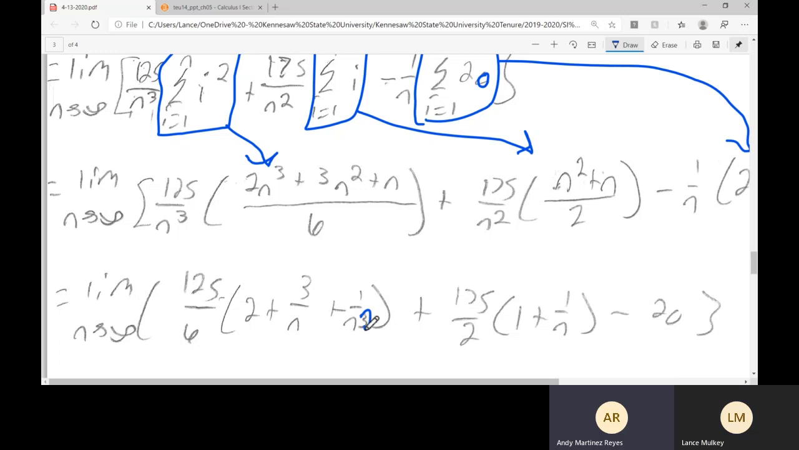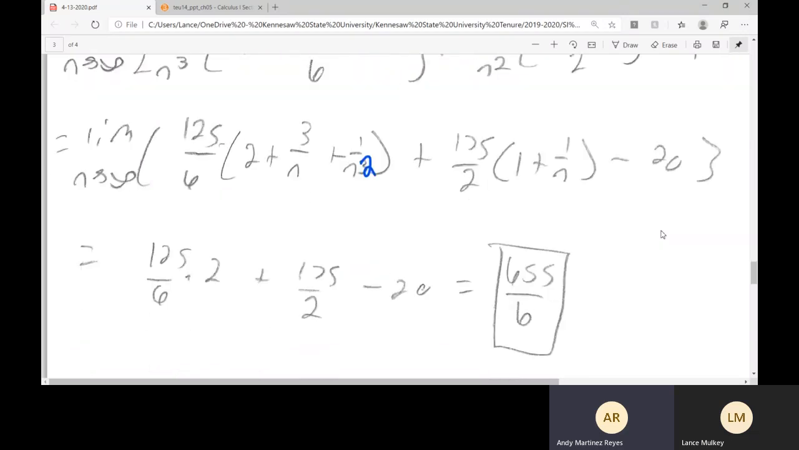Yeah. And then I'll cross out the n's. Plus 170 times 1, so that's 175 over 2. Minus 20. 125 times 2, that's 250 over 6 plus 175 over 2 minus 20. That's, I'm guessing, the same thing. Yeah. 655 over 2? Yeah, or over 6, sorry. Because I have to get 175 to be over 6.